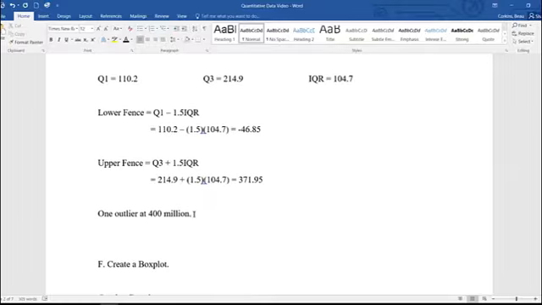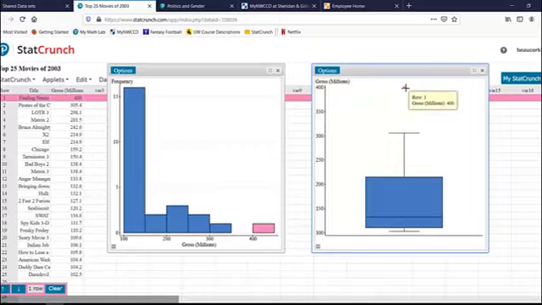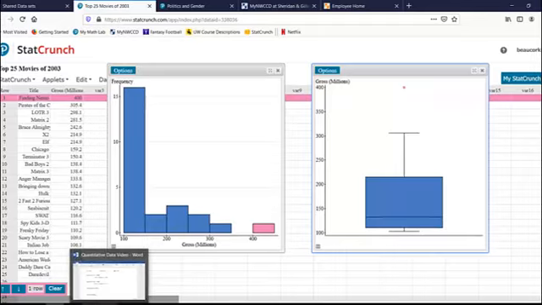So we can clearly see we have one outlier at 400 million, both because it is outside this upper fence and it is visually displayed right here. All right, by hovering over it, it says, oh, it's the value in row 1, 400 million. It identifies it on both the box plot and using this calculation, which is known as the outlier rule.